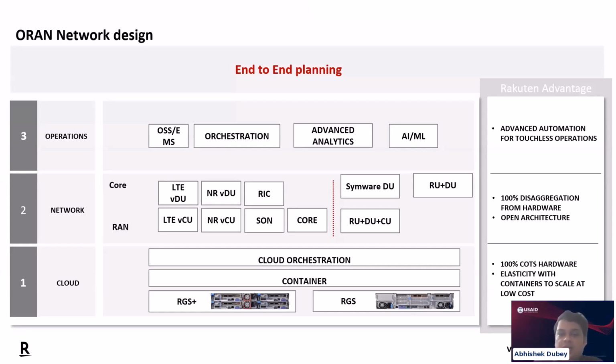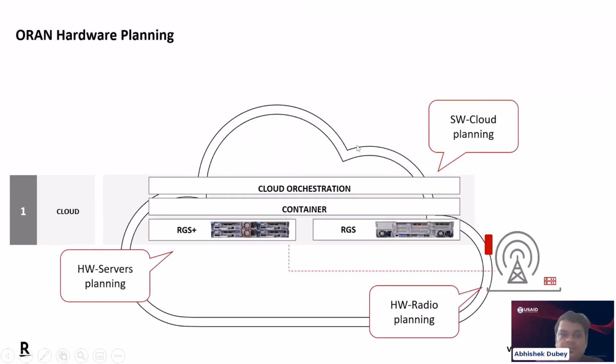So let's understand the hardware point of view. This is a cloud, and I told you you have to fix the platform first, the cloud platform. So we are planning the servers. As I told you, it should be a GPP server, x86 COTS based, and it could be Supermicro, Dell, HP, or anyone, right?